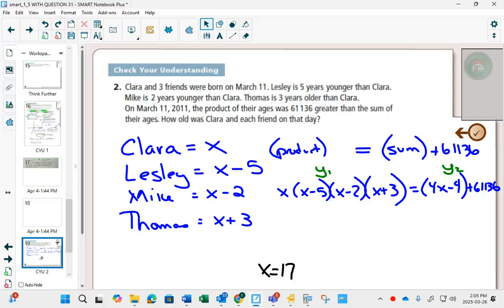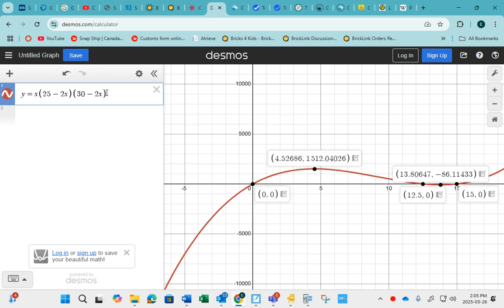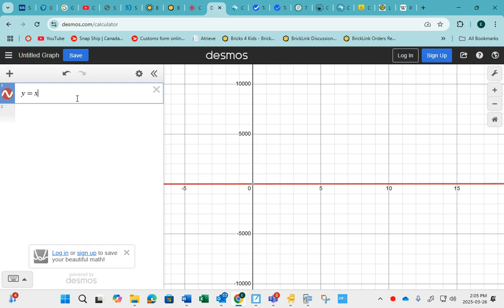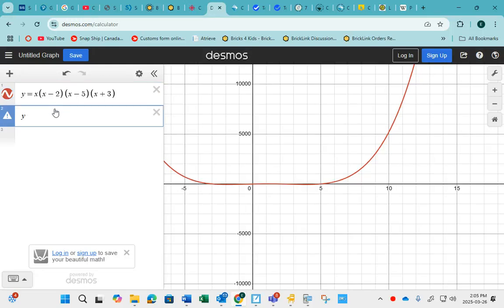Very unlikely. Now, same thing on Desmos. Type in my equation. That's not what I wanted. X minus 2, x minus 5, x plus 3. There we go. And equation number 2, so if I push enter, it goes to equation number 2. Y equals 4x plus 61132.